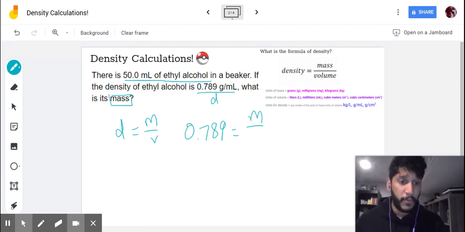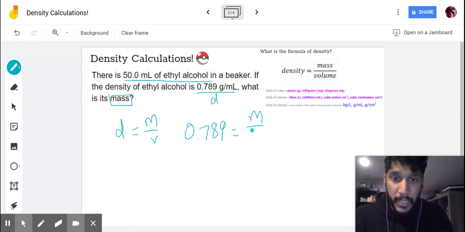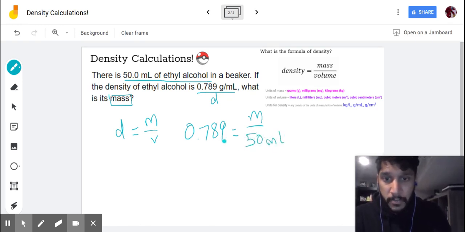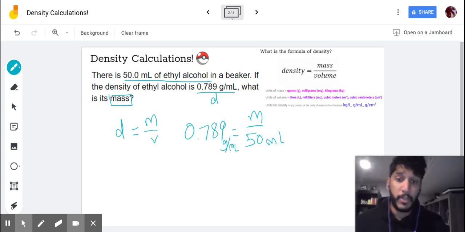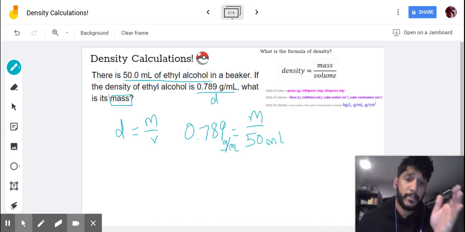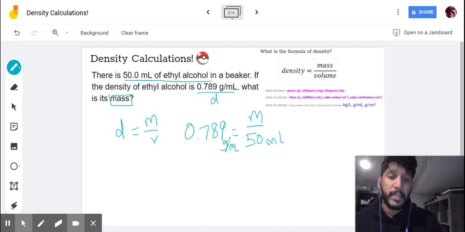But we do have our volume. Milliliters is a unit for volume. So is liters, and that's when we're dealing with liquids. How much space is our ethyl alcohol taking? It's taking up 50 milliliters. Let me put those units right there. All right, so we have 0.789 grams per milliliter equals mass over 50 milliliters.